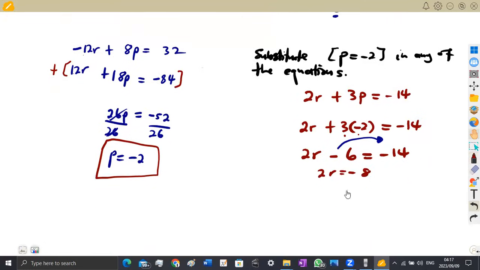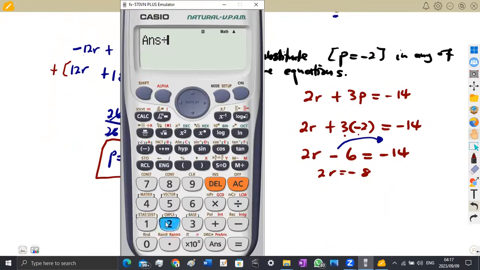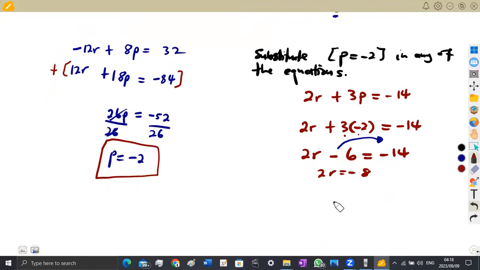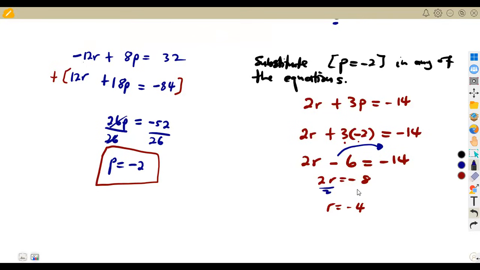To find the value of R, we divide by 2 both sides. Negative 8 divided by 2 will give us what? A negative 4. So our R in this case is going to be negative 4, found by dividing both sides by 2, since we are multiplying. This will cancel and this will give us a negative 4. So that is the condition.